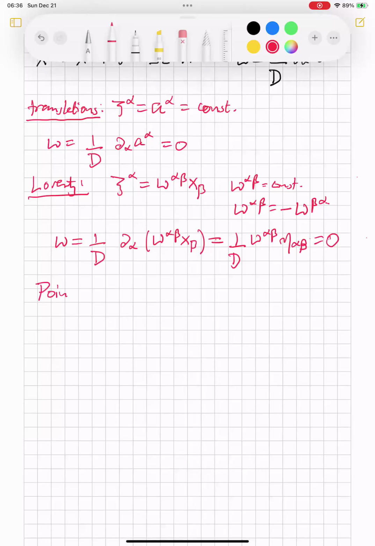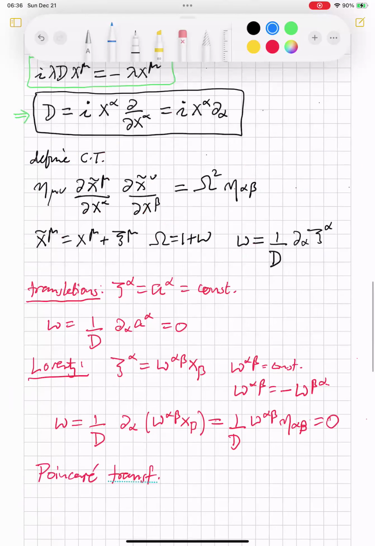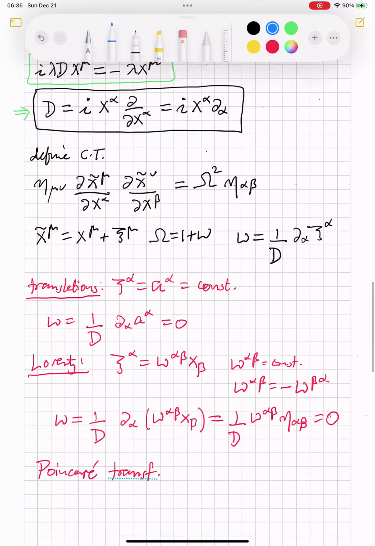These were both Poincare transformations. And if you remember, Poincare transformations leave the Minkowski metric invariant. So that's why capital omega was equal to 1. This is not just a rescaling of the metric. That rescaling is 1. It's actually an isometry. It leaves the metric invariant.